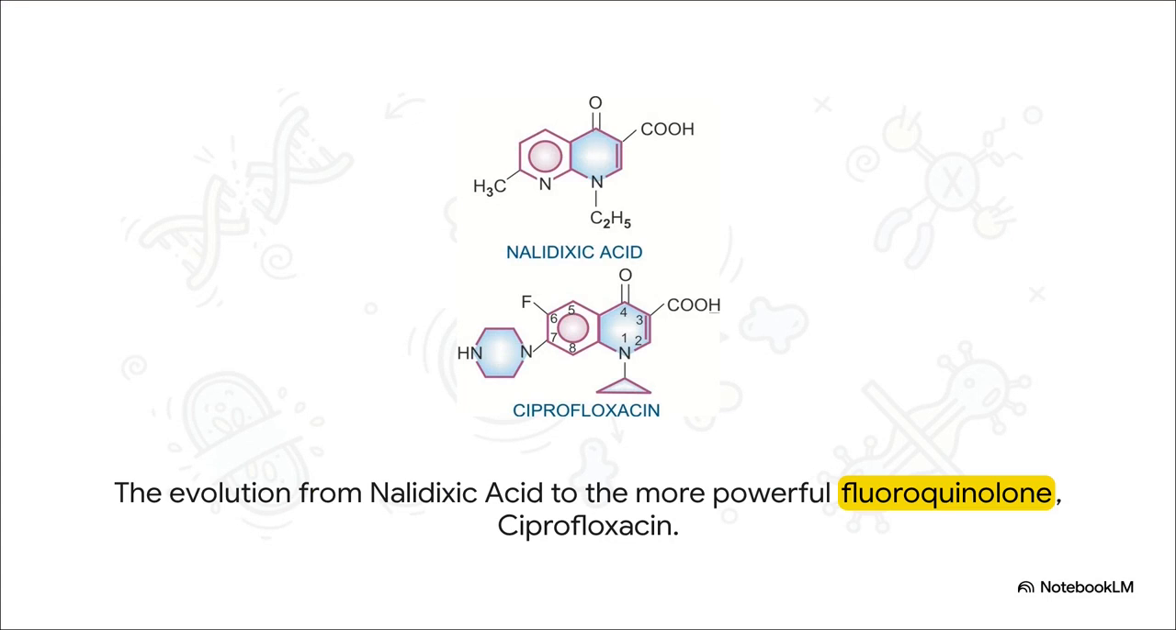And that big improvement, the major breakthrough, came in the 80s. Scientists did one tiny little thing. They added a single fluorine atom to the basic structure. And with that, bam, we got the fluoroquinolones like ciprofloxacin. This one small change was a huge leap forward. It made the drugs way more powerful, they could kill more types of bacteria, and it was much harder for the bacteria to fight back.